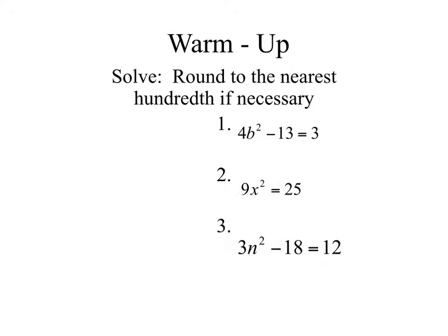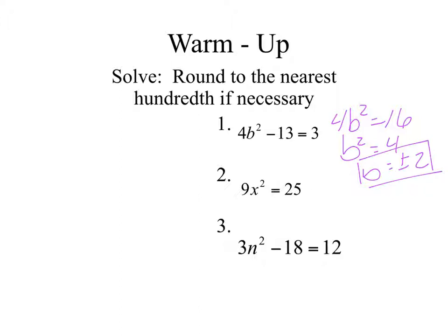So the first thing I would do in the first problem is add the 13 to each side, and that would leave me with 4b squared equaling 16. Divide each side by 4, and you get b squared equaling 4. When you square root each side, you get b equaling positive negative 2.